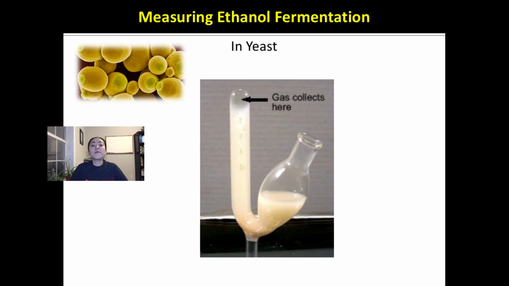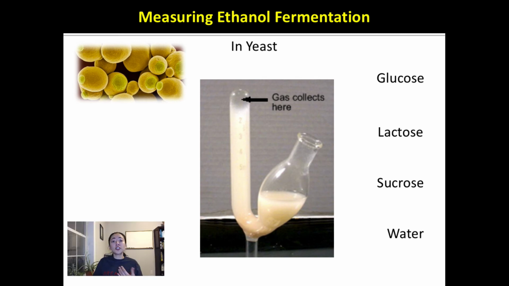In lab, you'll be measuring ethanol fermentation in yeast. Remember, yeast are single-cell fungi, so if you look at them under a microscope, each individual is just one single cell. And you will be mixing the yeast up in these tubes with different types of sugar to see which type of sugar they can break down easiest. You'll be testing glucose, lactose, sucrose, and as your control, water.